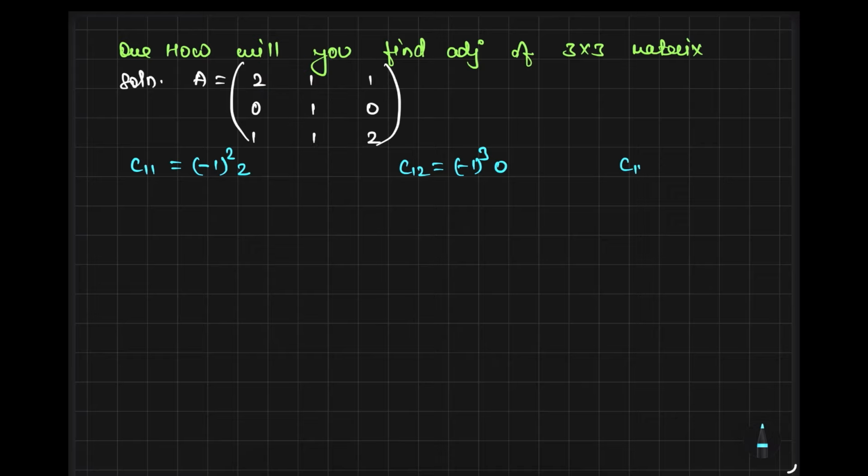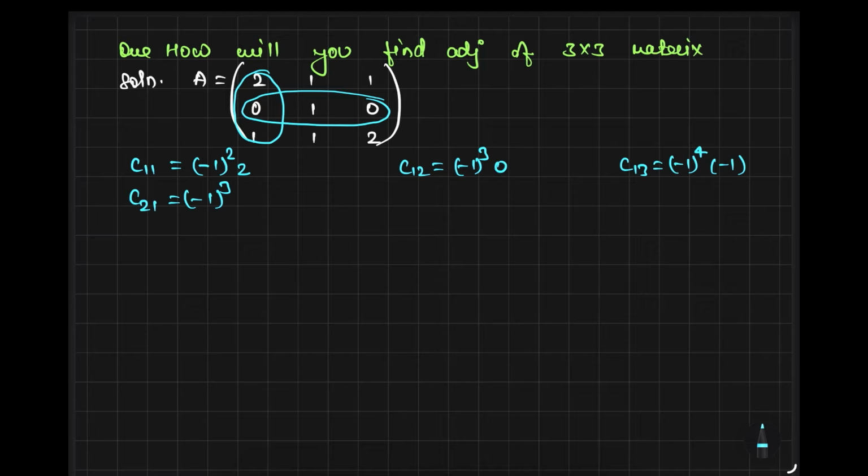Then C13, minus 1 power 4. Then what we will do? We will hide this and we will hide this. So we got 0 minus 1, so it is minus 1. This is your C13. Now C21, minus 1 power 3, and then we will hide this, we will hide this.